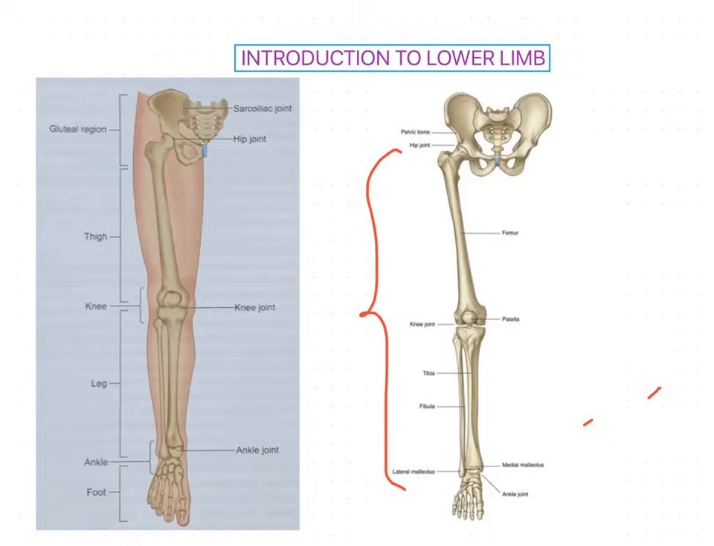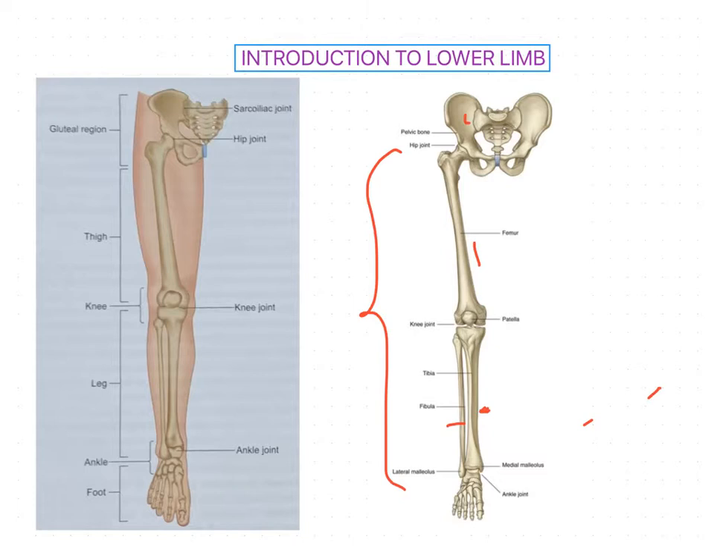If you take only one side, it consists of one hip bone, or pelvic bone, or innominate bone, and next the femur, tibia, fibula, and also some small bones which are called tarsals, and also metatarsals and phalanges present in the foot. Now what are those bones present in the foot?